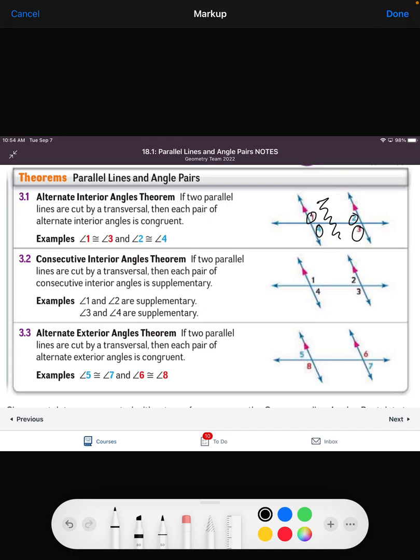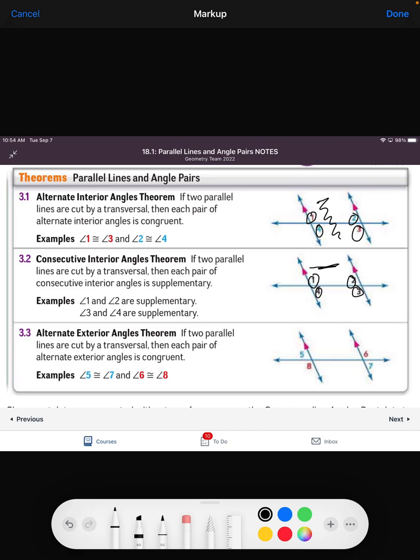The consecutive interior angles theorem tells us that if two parallel lines are cut by a transversal, then each pair of consecutive interior angles is supplementary. Consecutive means that they're on the same side, and also they're interior, between the two lines. So that would be 1 and 2, and 1 and 2 are both above the transversal line, so they are consecutive interior angles. Those are going to add up to 180 degrees based on our definition of supplementary. And then 4 and 3 are also going to be supplementary based on the consecutive interior angles theorem.